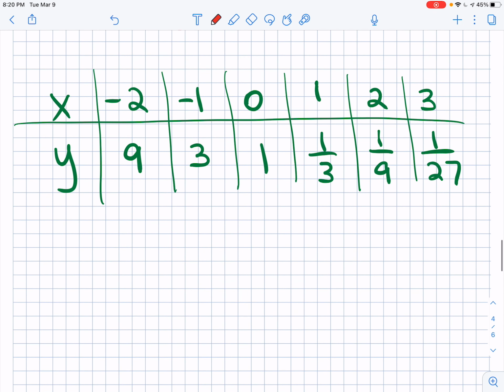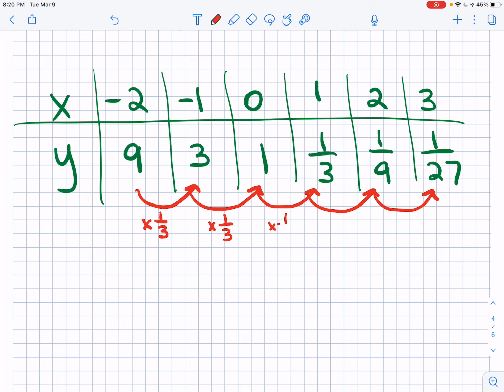So again, here's my table. I'm going to start by looking at my values and say, what am I multiplying by each time? What's causing that change? And if I look here, it looks like I'm dividing by 3, which is the same as multiplying by 1/3. Now, usually I'll say you can write it as a decimal, but 1/3 is going to give you a more accurate value than multiplying by 0.3333 because it's a repeating decimal. So we're going to use 1/3.